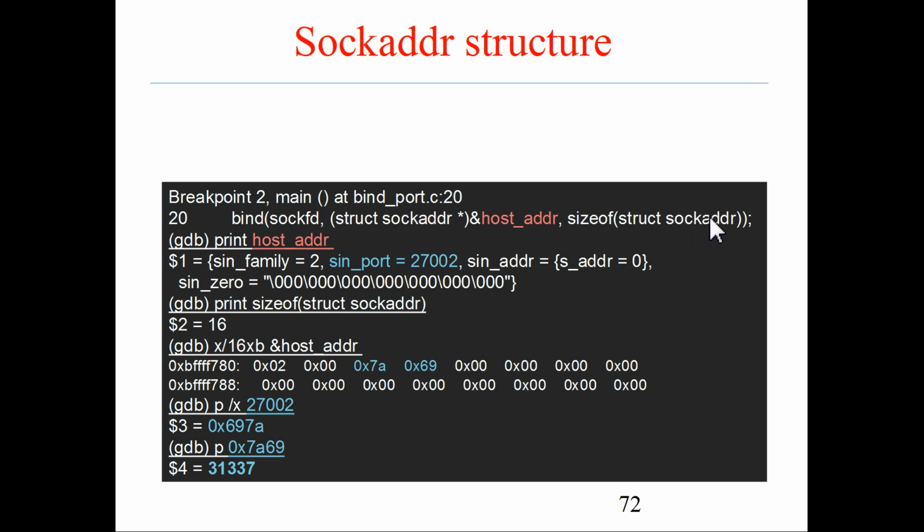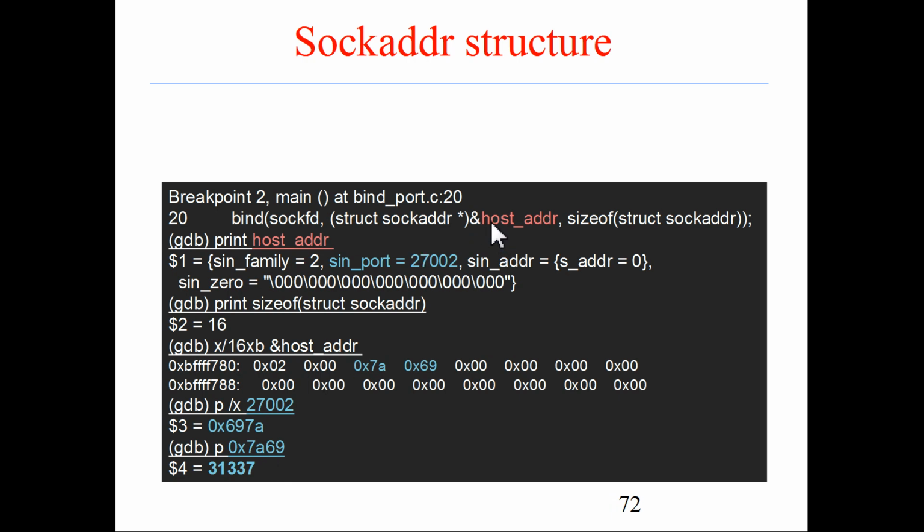And if you do sizeof struct sockaddr, it's going to return 16 bytes, and that's why 16 is used here in this instruction, to print out 16 bytes, starting at the address pointed to by host addr.